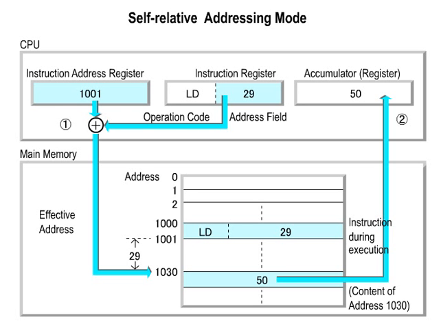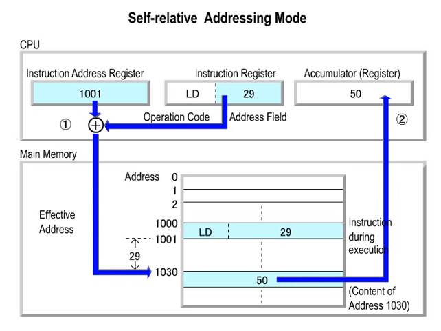4. Self-relative addressing mode. Relative addressing mode. In self-relative addressing, the displacement value from the instruction address register is put into the address part of the instruction. When the instruction is executed, the address field of the instruction is added to the value of the instruction address register, in order to generate the effective address.